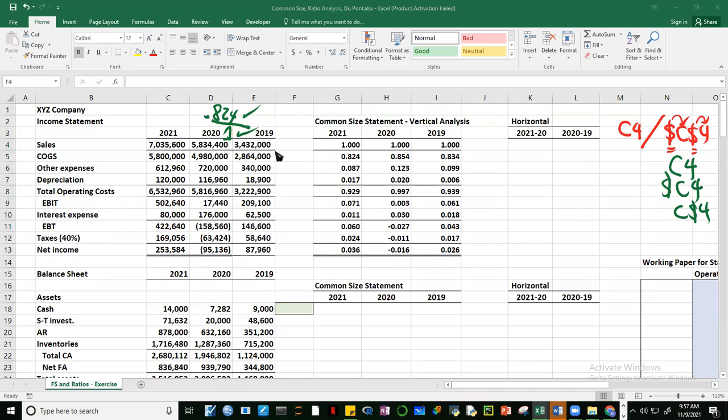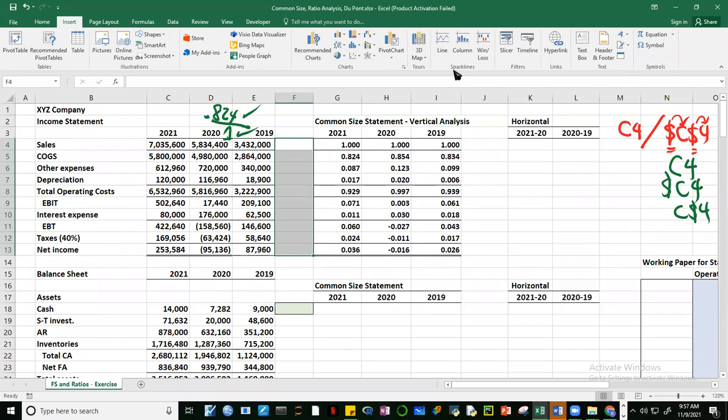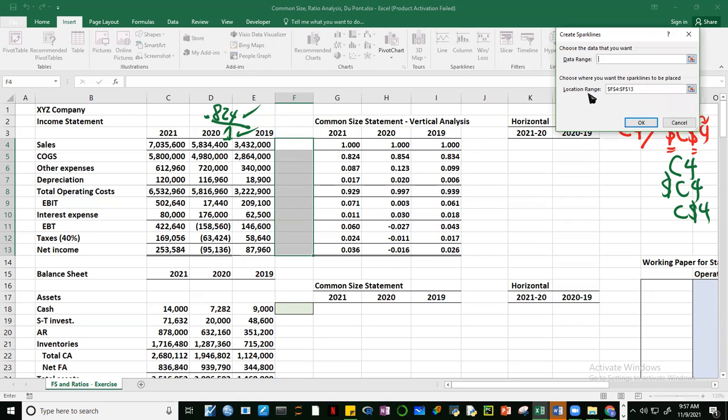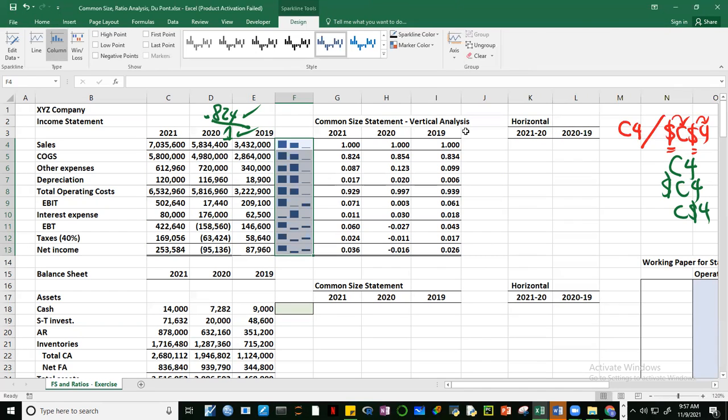And then insert. Under the tab Insert, you have here Spark lines. There are three types of spark lines in Excel: the line, the column, and the win/loss. So let's just use the column. The location range of your spark line will be the one that we highlighted, F4 to F13, and the data that we'd like Excel to do a spark line on are the corresponding data here. Okay, there we go.